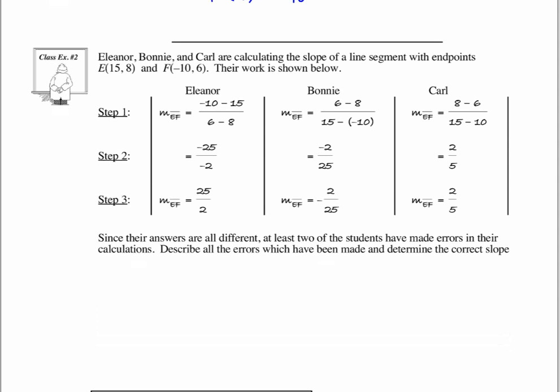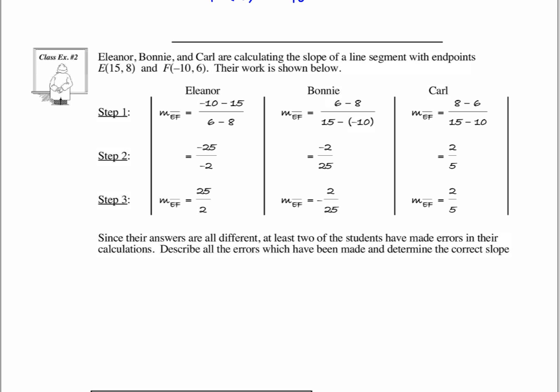Okay, let's see there. Eleanor, Bonnie, and Carl are calculating the slope of a line segment with endpoints (15, 8) and (negative 10, 6). Their work is shown below. Since their answers are all different, at least 2 of the students have made errors in their slope calculations. Determine all the errors which have been made and determine the correct slope. So, Eleanor, slope of EF.